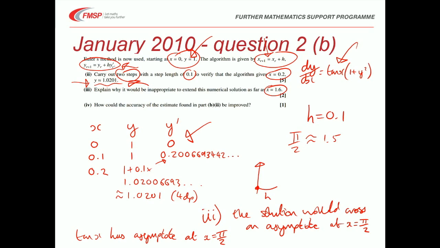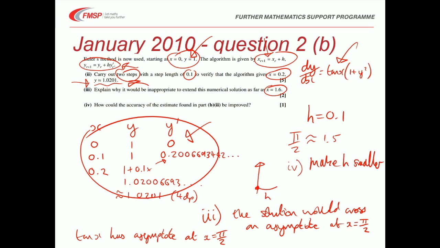Finally, there's a 1 marker to finish, and this is quite common, and it's something you just really pray for because it's an easy 1 mark. How could the accuracy of the estimate found in part B, part 2, that's this thing we were doing, be improved? Make h smaller. Because as we've been talking about, if you decrease this step size, if you say h tending to 0 makes a numerical solution more accurate, or something like that. Anything which is emphasizing that solutions generally have less error when the step size is smaller is going to get you the mark there.